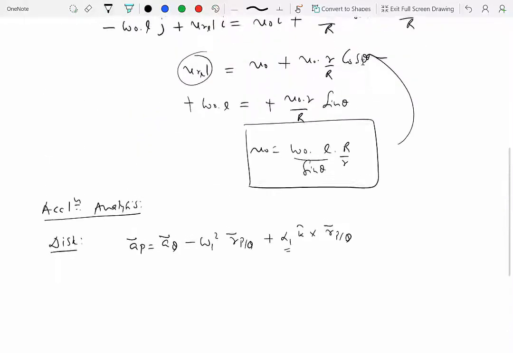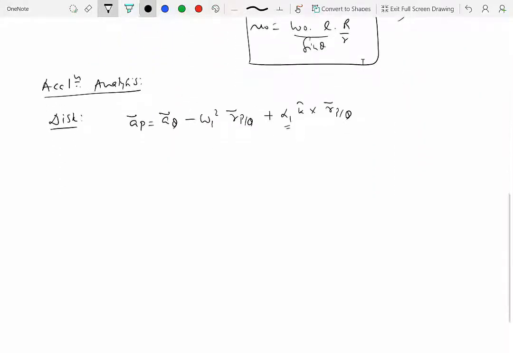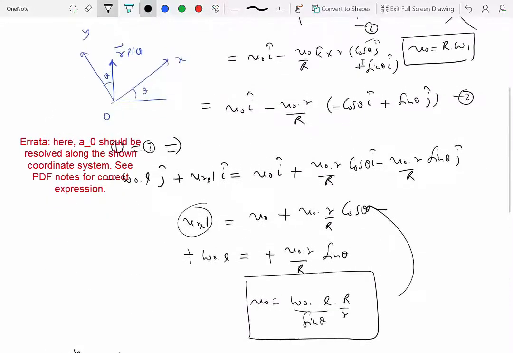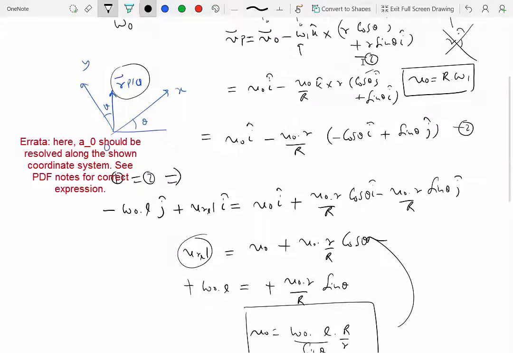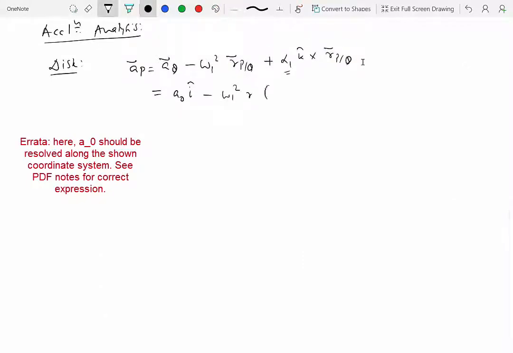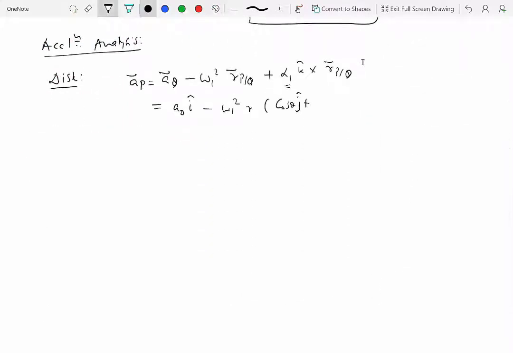And then that's it, right? Between these 2 points, P and Q, there is no relative velocity and no relative acceleration, because those 2 points are on the same rigid body and the distance between them is not changing. Okay, so let's simplify this. Acceleration of Q is the acceleration of the center of mass of the disk, and that will be along the i hat direction, minus omega 1 squared times r of P with respect to Q, which is the vector we have already written before: r cosine theta j hat plus sine theta i hat, plus alpha 1 k cross, again the same vector.